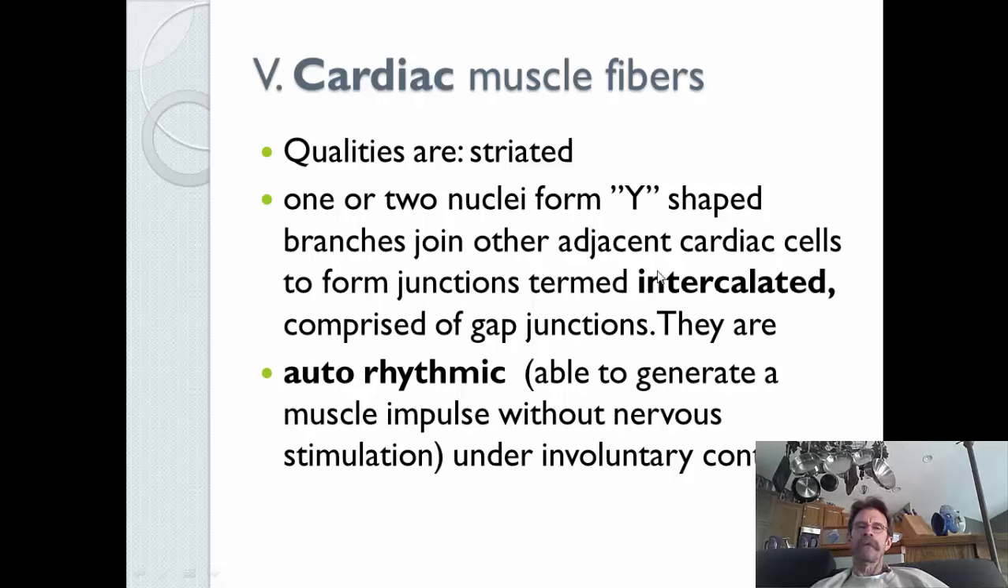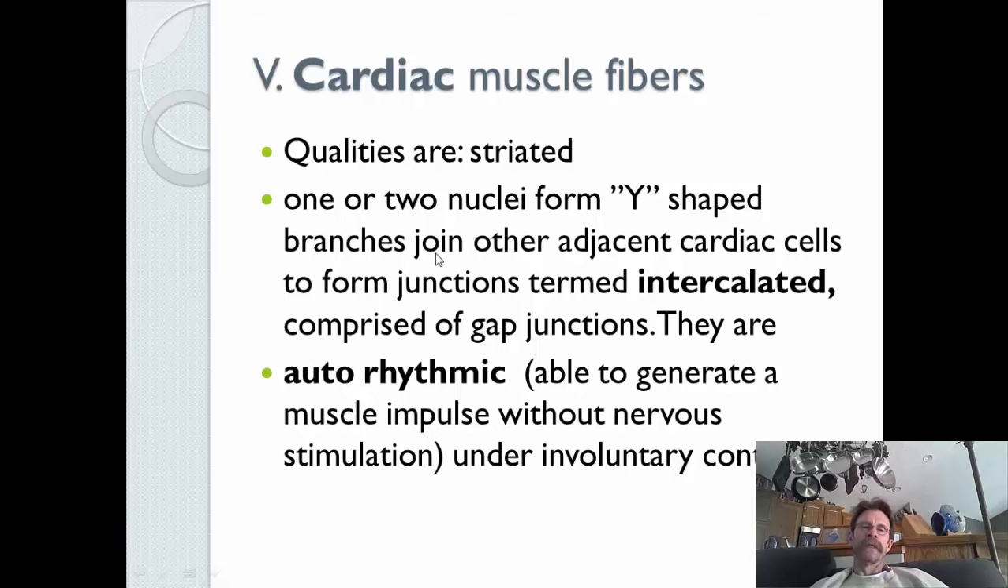Cardiac cells are. And what this allows them to do is to have an automatic rhythm, so that when the heart beats, it generally beats in this automatic rhythm. It's because one cardiac muscle cell innervates the next cardiac muscle cell, innervates the next cardiac muscle cell. So you have this sequence of muscle cells innervating the adjacent cell. This is very unique. Smooth muscle and skeletal muscle certainly don't work this way. So that's why they're able to generate muscle impulse without nervous stimulation.